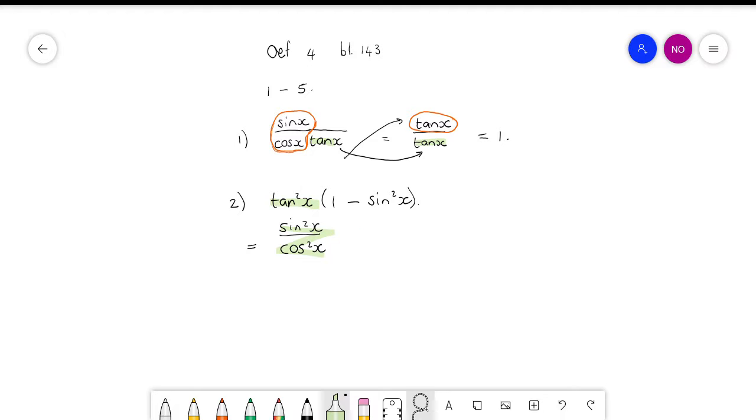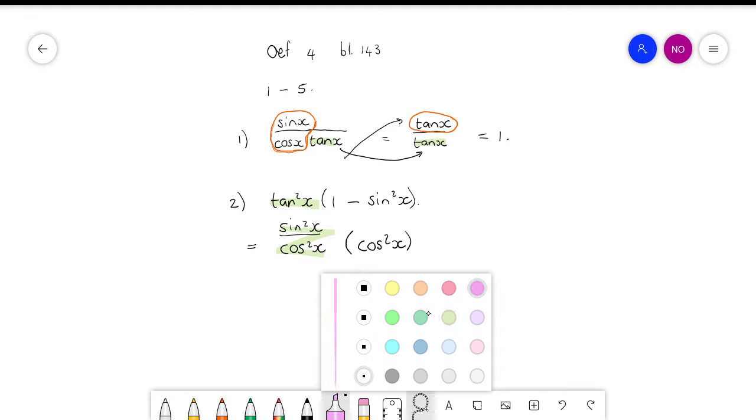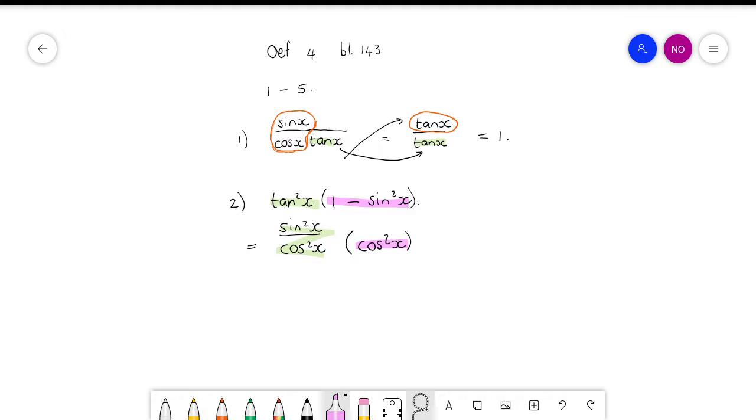This one I can write as cos squared x. I'm going to stick with different colors of highlighters to show you guys. This expression can be simplified to cos squared x. And then by using simple multiplication, I just say that simplifies to sine squared x. Good. Okay.